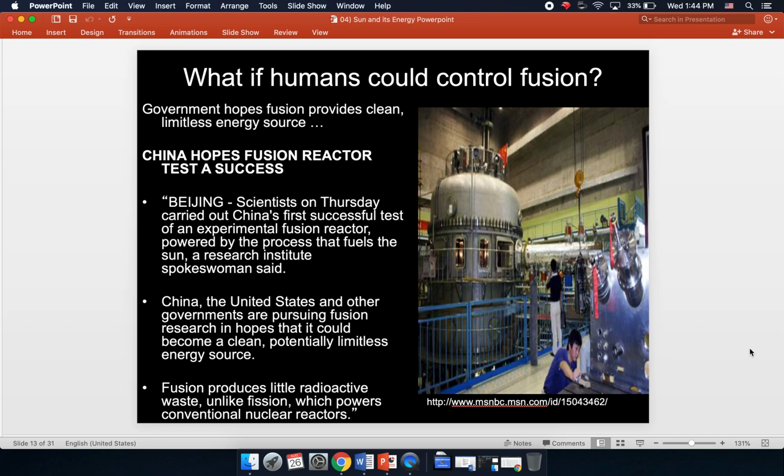So I'll just read the little news blurb here. Okay, this is kind of old. This is from at least 7 years ago, but I'll just go ahead and read it. It says, in Beijing, scientists on Thursday carried out China's first successful test of an experimental fusion reactor powered by the process that fuels the sun, a research institute spokeswoman said.